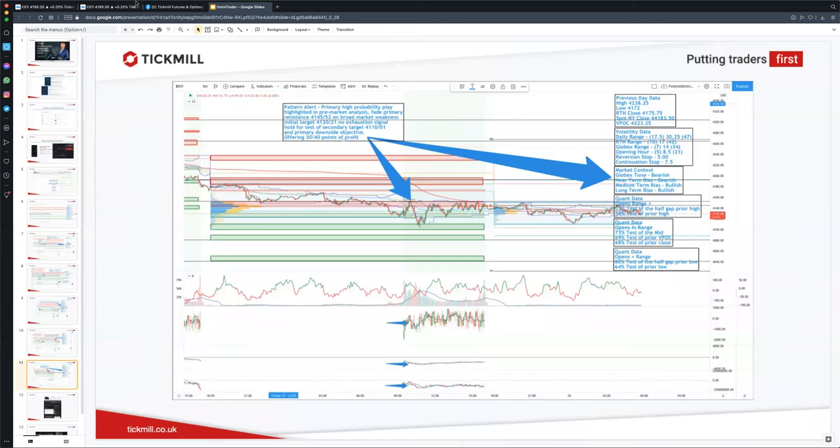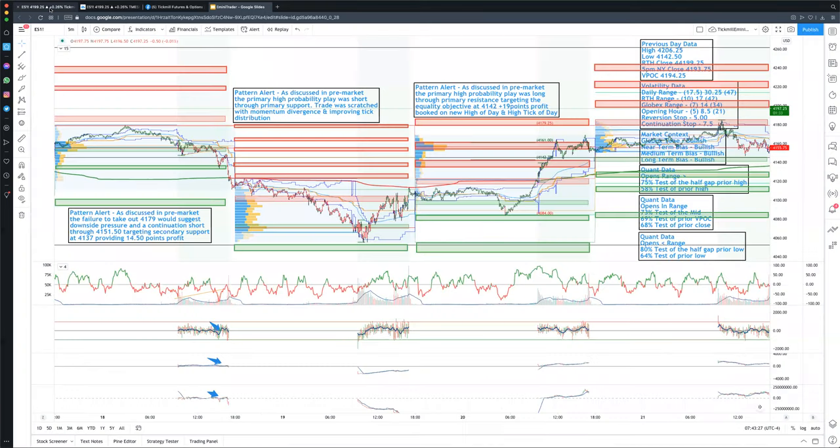I'll actually pull up now the chart template. When you join the strategy group, you are able to access this chart template in real time through TradingView. This is going back to just last week. Another bunch of examples here. This one, we were looking for a break of the primary support that we got and took us down for 14 and a half points profit.